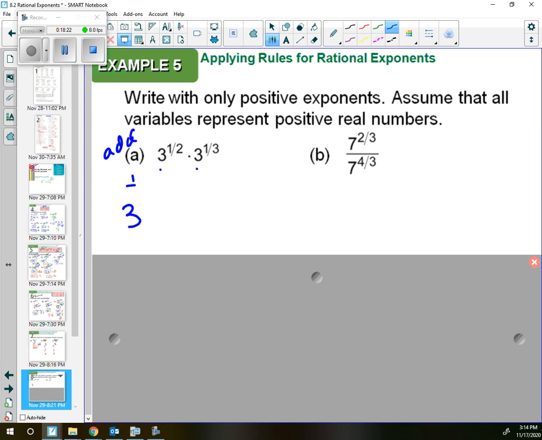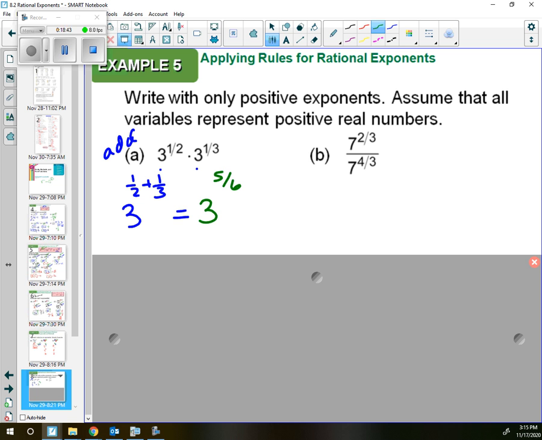So 3 to the 1/2 plus 1/3. Now, with radicals, it would be kind of gross to deal with things that don't have the same power and root. It gets kind of complicated and messy, but with the fractions, I can just add the fractions together. So 1/2 plus 1/3, we can just do that arithmetic. 1/2 plus 1/3 is 5/6. So I get a common denominator.